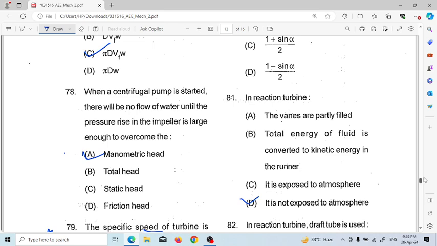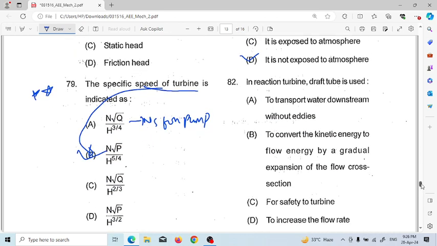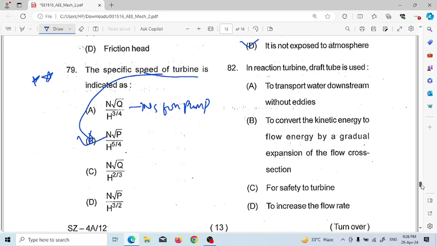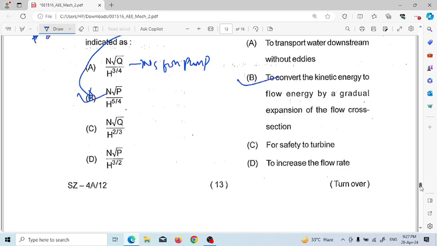Option D is the correct answer. Next, question number 82. In a reaction turbine, the draft tube is used to convert the kinetic energy to flow energy by gradual expansion of flow cross section. Option B is the correct answer. This is the purpose of draft tube.